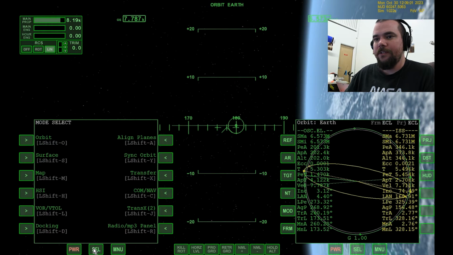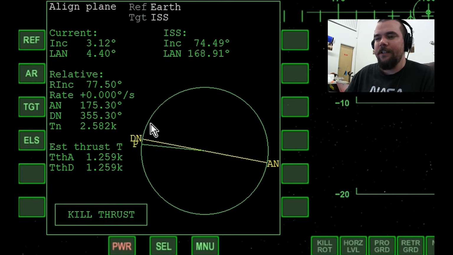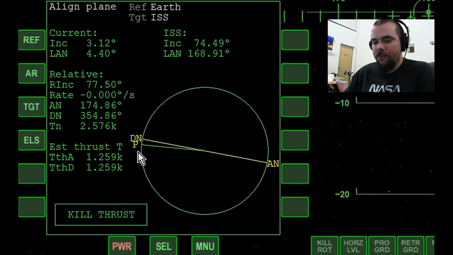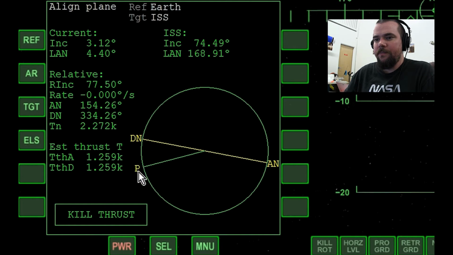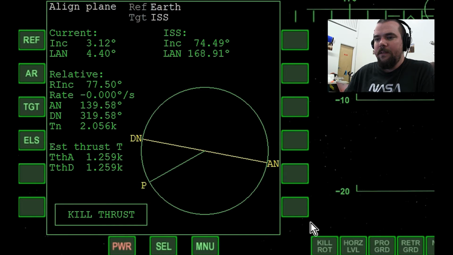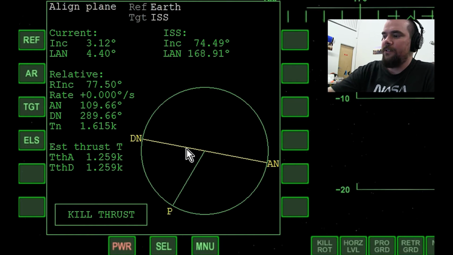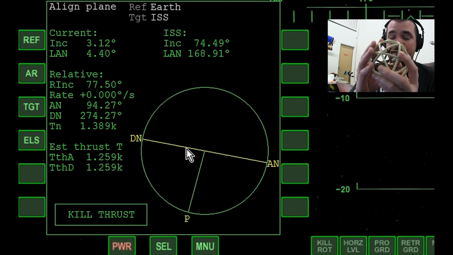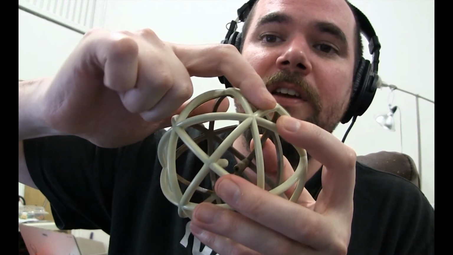And the way this works, this tool is kind of interesting. It's an abstraction of what's really going on. What you have to do is, here, let me fast forward. So this is us right here, going around. And this line right here is analogous to the plane on here. So as we approach the point where our plane intersects the other plane, that's when we need to fire our thrusters.